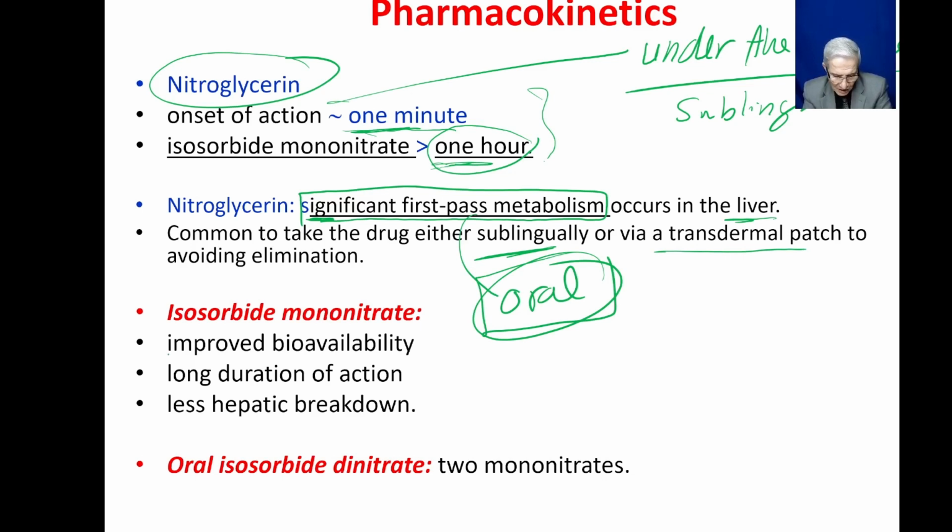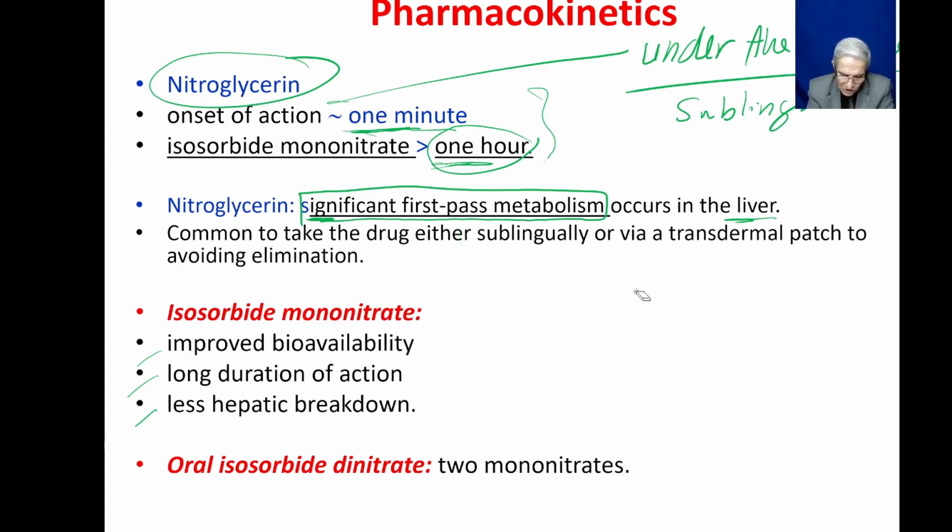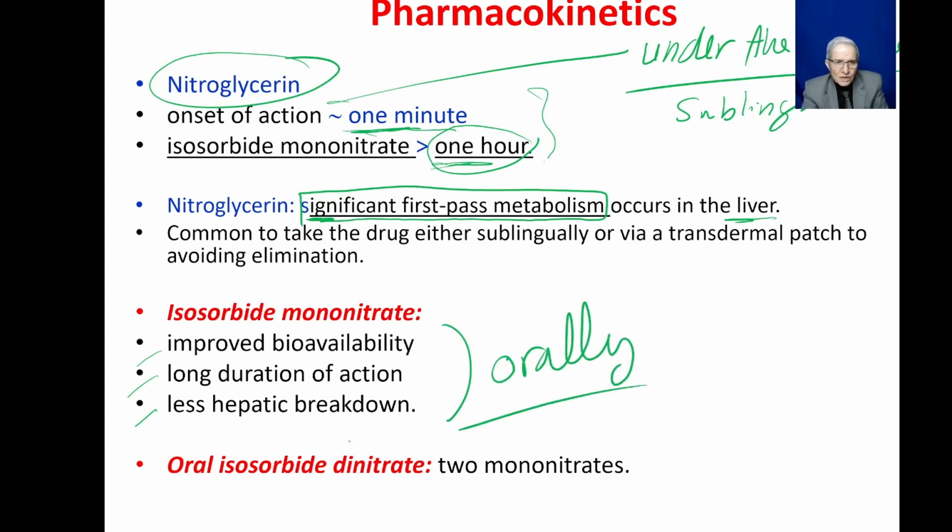Isosorbide dinitrate, we have here dinitrate, mononitrate, both of them, the purpose: improved bioavailability, long duration of action, less hepatic breakdown. And this gives the warranty to prescribe this medication orally. So this medication is prescribed orally. So we have isosorbide dinitrate, isosorbide mononitrate. The purpose of this medication: improve bioavailability, improve duration of action, less hepatic breakdown.